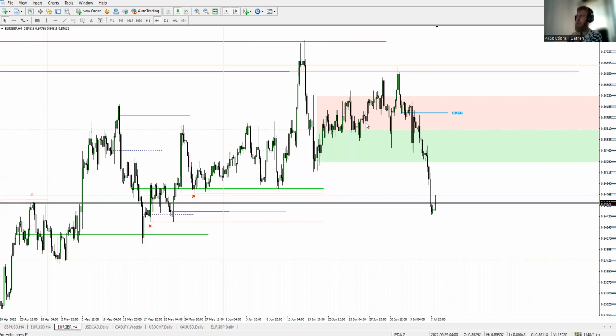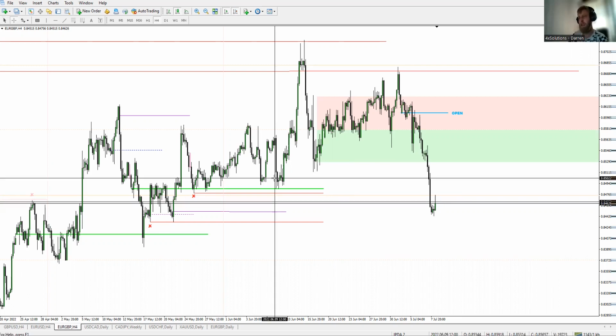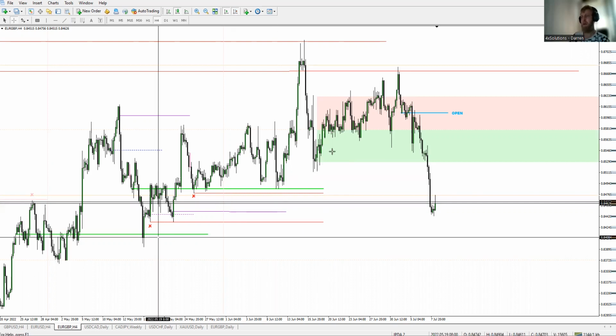So if we were to say that, okay, well, we were a buyer, but now our bias should shift and we should be a seller. Well, if we are a seller, where would price likely want to go to? Okay, so that's how liquidity helps us to understand where the market is heading.